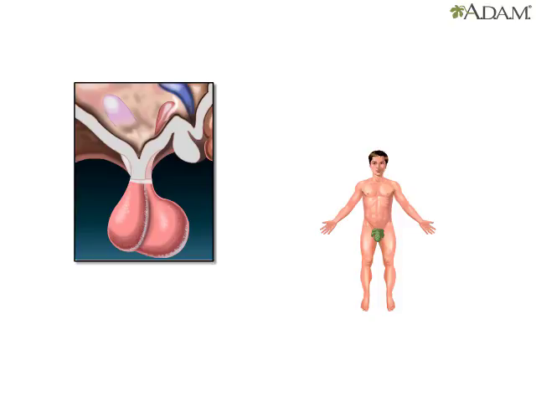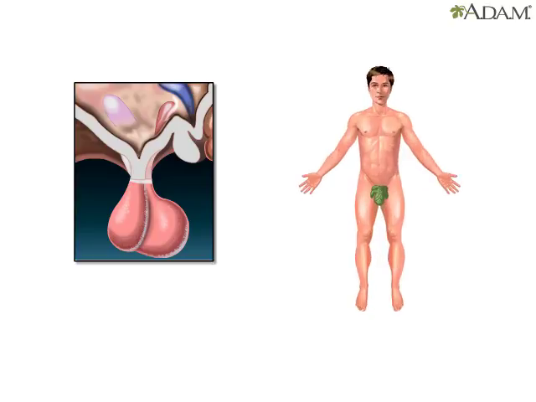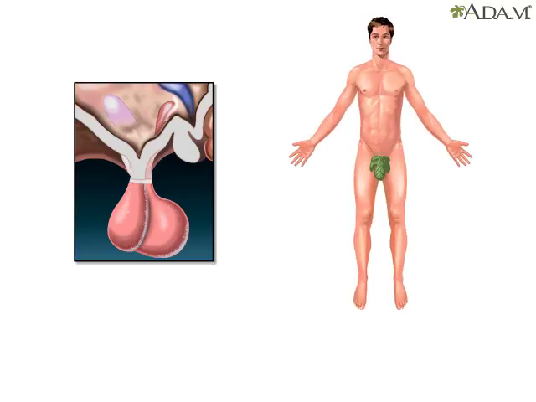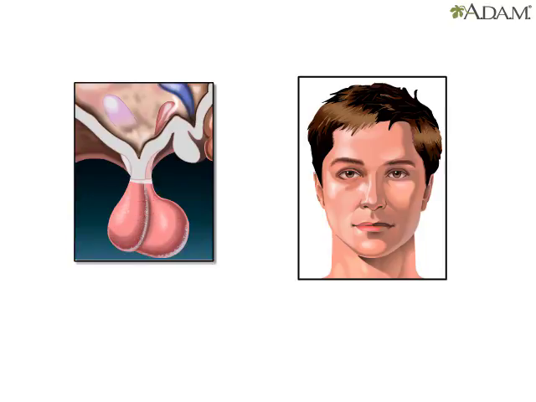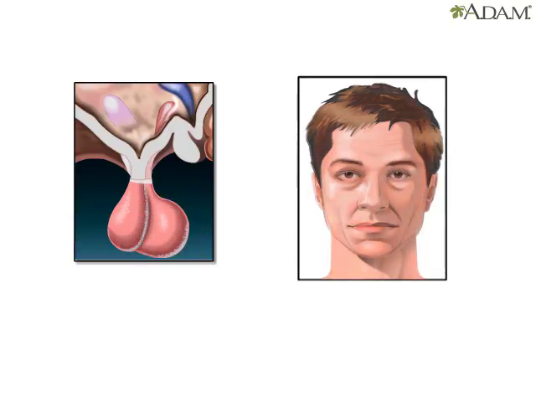Then the image is replaced by a box showing a man's head with hardened and dry-looking features. In a body that has already matured, too much growth hormone can cause acromegaly. With this condition, facial features become rough and coarse. The voice becomes deeper, and hand, foot, and skull size expand.